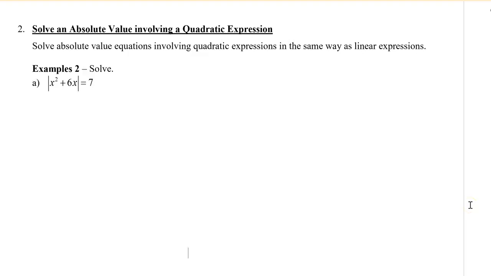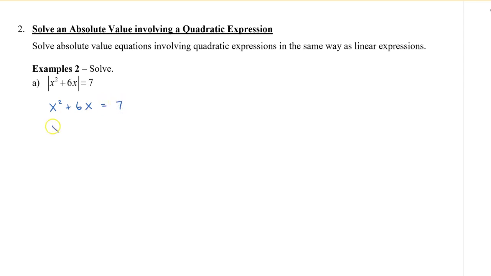Solving absolute value equations with quadratic expressions in them is done in the same way that we solve absolute value equations with linear expressions in them. We're going to take the absolute value and divide it up into two cases. The first case is where the absolute value is positive. So we have x squared plus 6x equals 7.